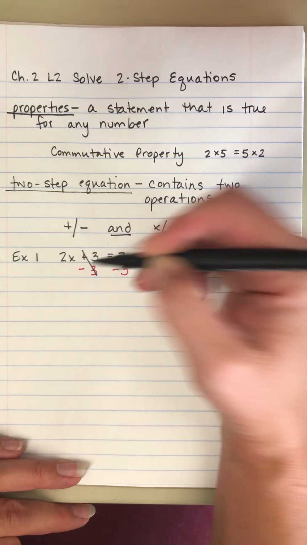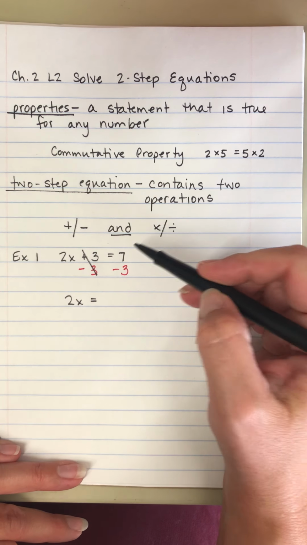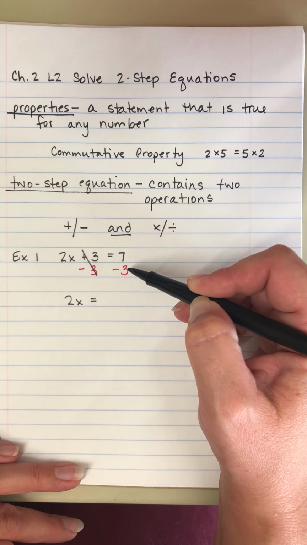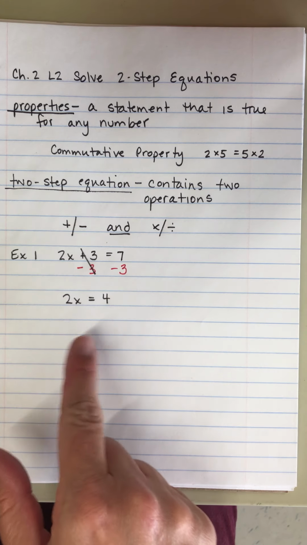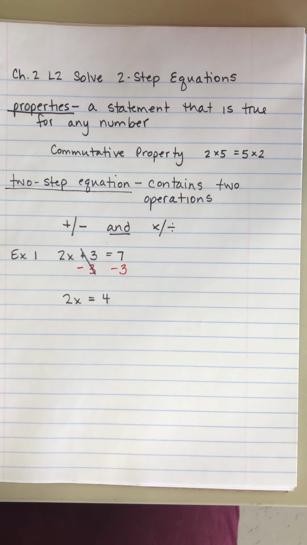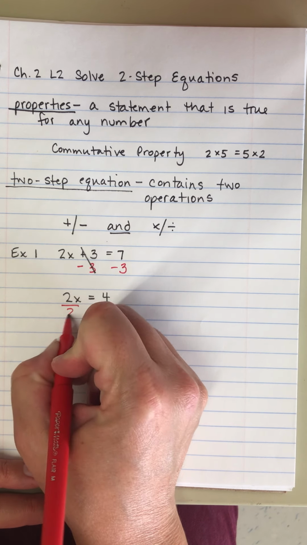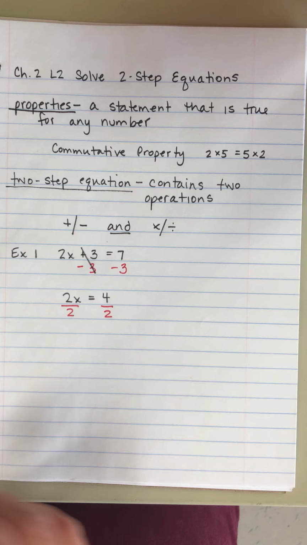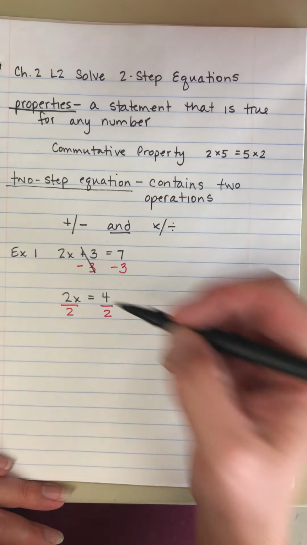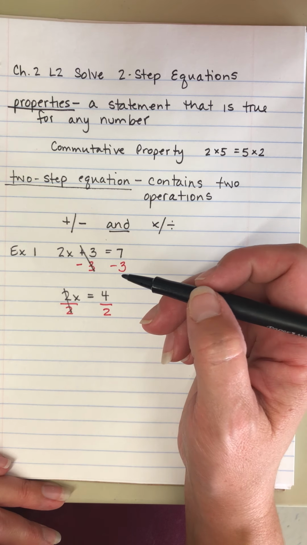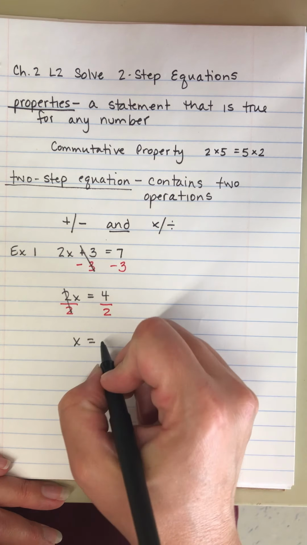Plus 3 minus 3 eliminate each other, leaving me with 2x equal to, follow your integer rules, 7 minus 3 is positive 4. Now I have 2 times what number, or 2x equals 4. That's a multiplication problem. The opposite of multiplication is division, so I'm going to divide both sides by 2. The division property of equality. 2 divided by 2 is 1. Remember, I don't have to write 1x. I can just write x. And 4 divided by 2 is 2.